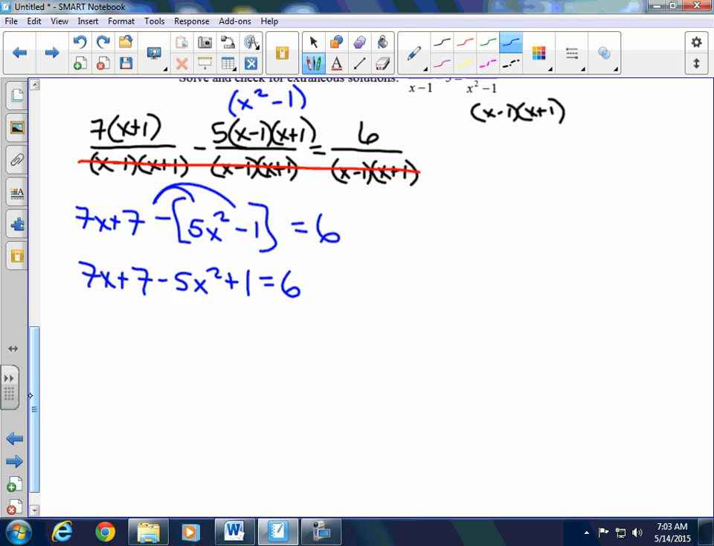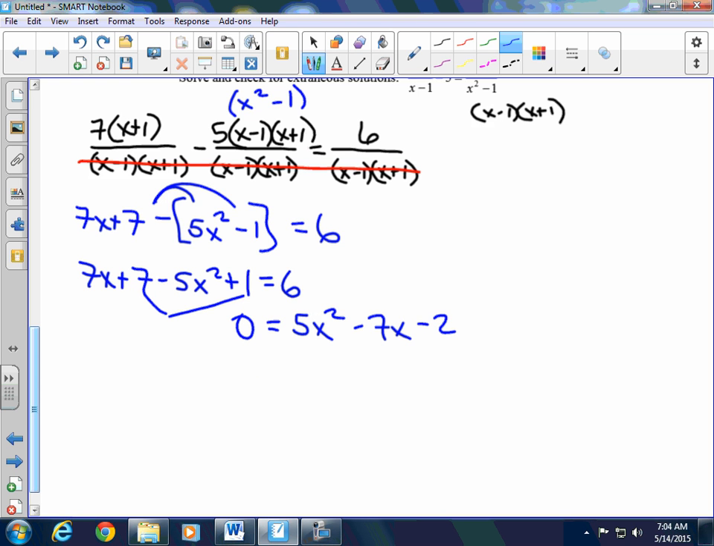Get everything on one side. And since my x squared term is negative on the left, I'm going to move everything to the right side, just because I always like to have a positive x squared term. So that's going to go over there. We're going to have a minus 7x, and we're going to subtract. We have 8 with this, that's 8. So 6 minus 8 is negative 2.